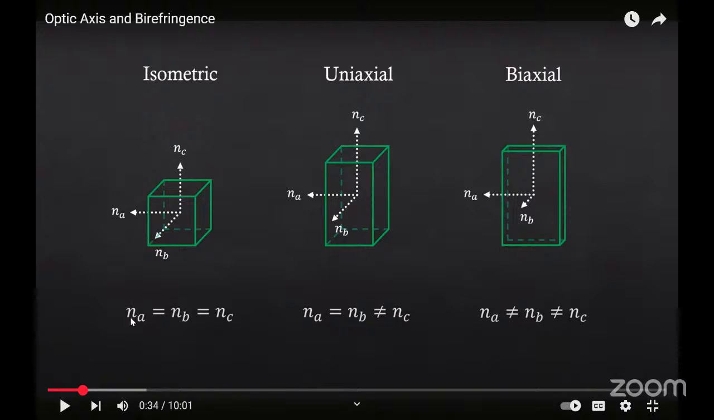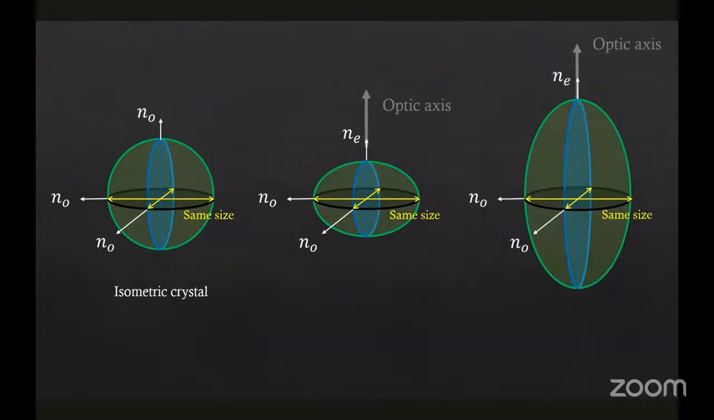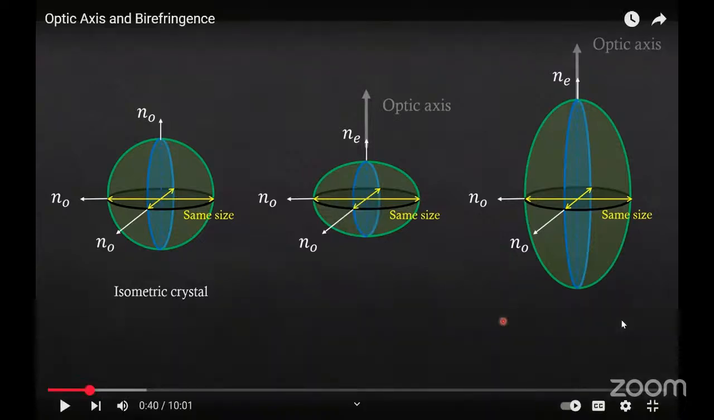Isometric means here you can see that Na equals Nb equals Nc. Whereas in uniaxial, Na equals Nb, but it is not equal to Nc. Whereas in biaxial, all these three are not equal. You can see the optic axis for the isometric crystal. This is a circle, okay, ellipse.